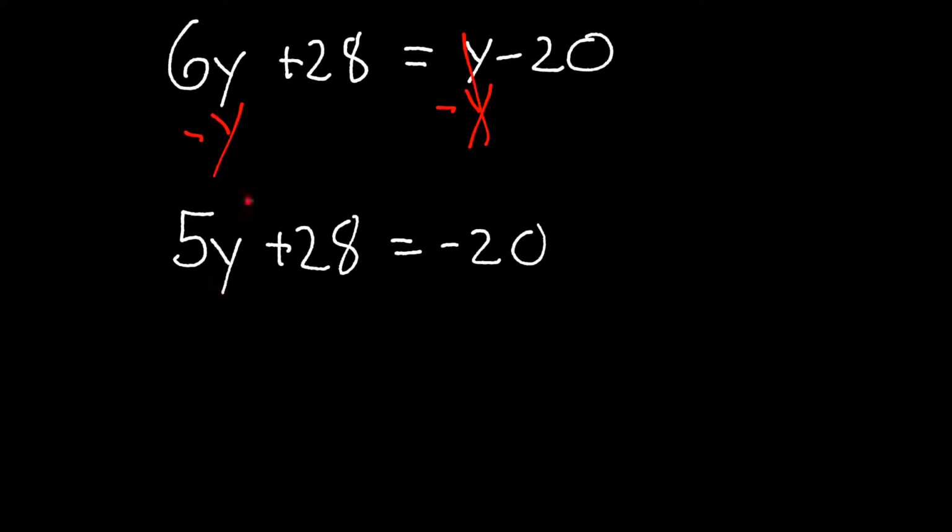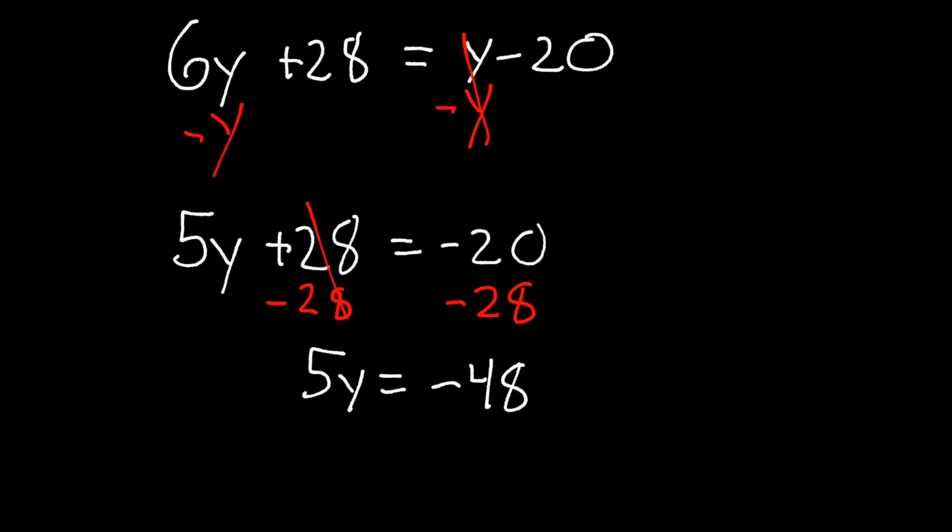Just like before, our goal is to get y alone. We want our variable independent. We want it to be the only thing on its side. So, using the order of operations backwards, I need to get rid of any addition or subtraction affecting the y, and that is the plus 28, so we are going to subtract 28 first. That is going to give us a 5y equals negative 48. So now we have a 5y equals negative 48.